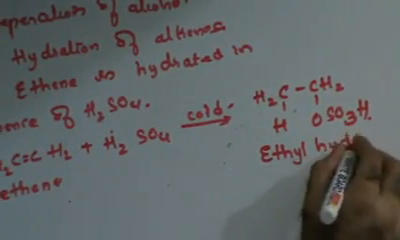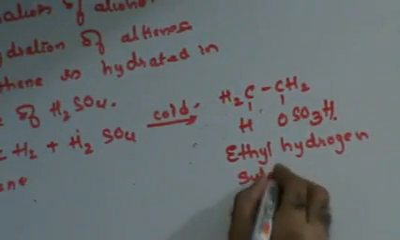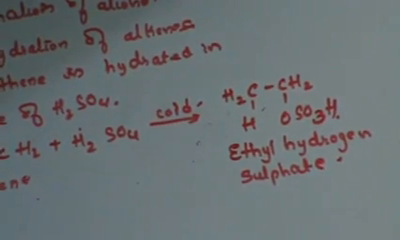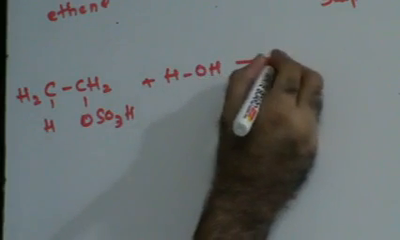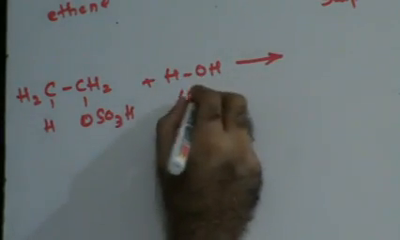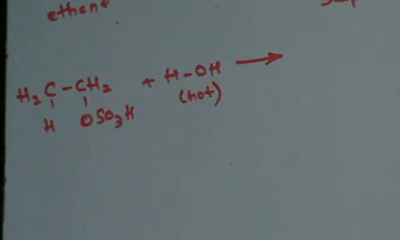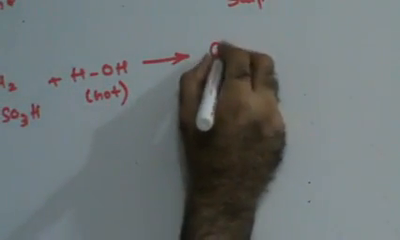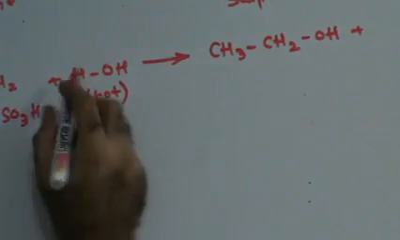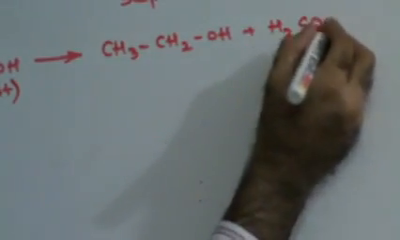This will give you ethyl hydrogen sulfate. Ethyl hydrogen sulfate will further react with water, because I need hydration reaction to take place. You require hot water here. You will have CH3, you already have this. CH2 reacts with the OH group, and H reacts with the sulfate group to give you H2SO4 back.